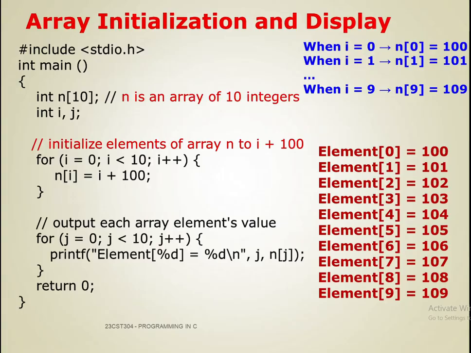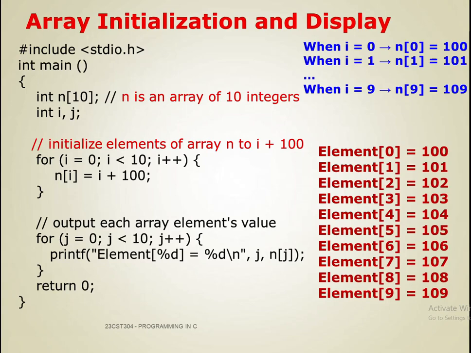Now we look at the for loop: for i = 0, i < 10, i++. Here n[i] = i + 100. We are generating the values based on the index. i = 0, n[0] = 0 + 100 = 100. i = 1, n[1] = 1 + 100 = 101. i = 2, n[2] = 2 + 100 = 102. Likewise up to i = 9, n[9] = 9 + 100 = 109. So the array becomes 100, 101, 102, 103, 104, 105, 106, 107, 108 and 109.